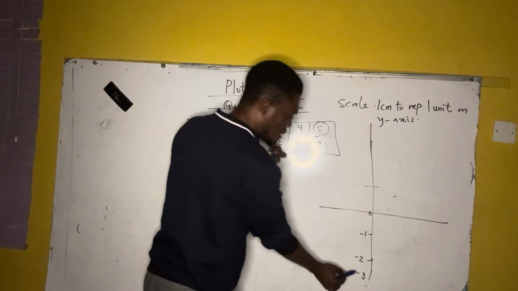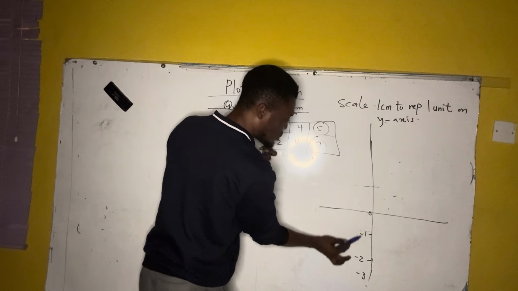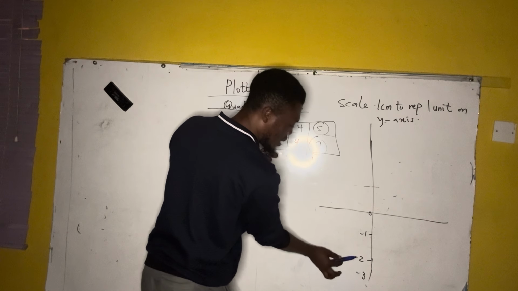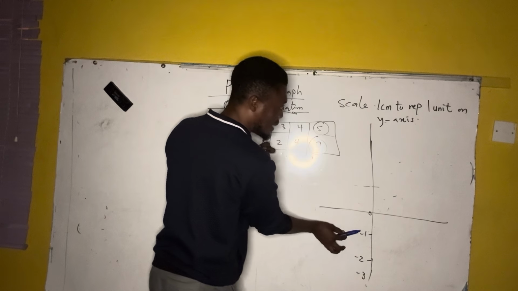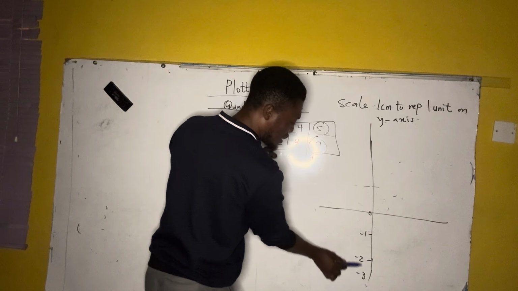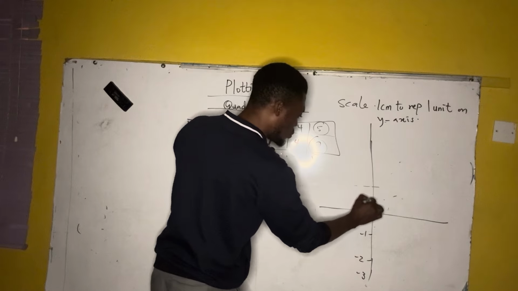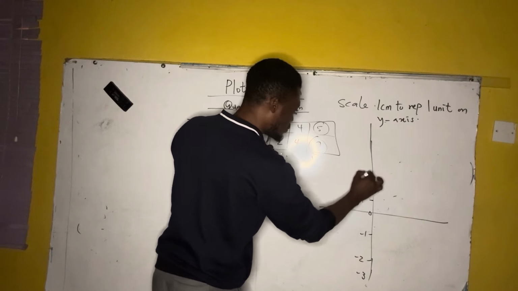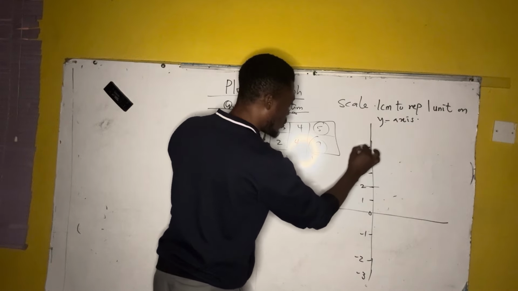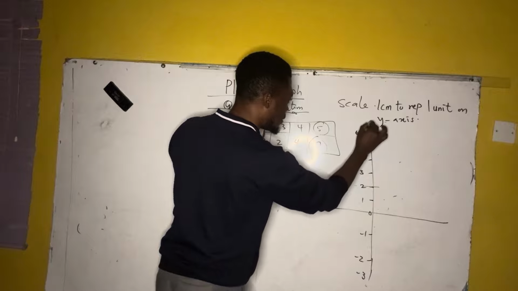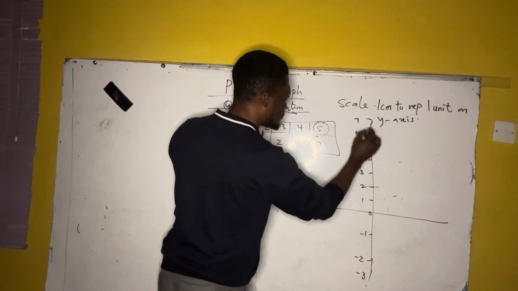So that means that this is 1, 2, 3. This is 1 centimeter. From here to here is 1 centimeter. From here to here is 1 centimeter. And that's why it is 1 each. The difference between this one is 1. This is 1. Like that. So I'm not going to continue. 1, 2, 3, 4, 5, 6, 7.